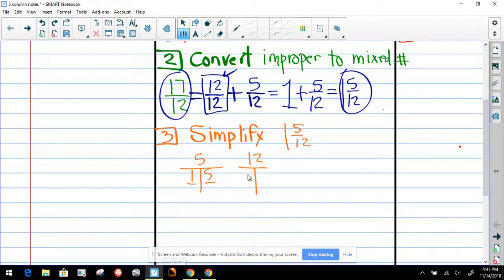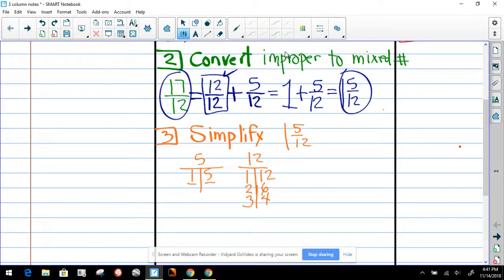Now let's look at 12. 1 times 12 equals 12. 2 times 6 equals 12. And 3 times 4 equals 12. And I believe that's it.